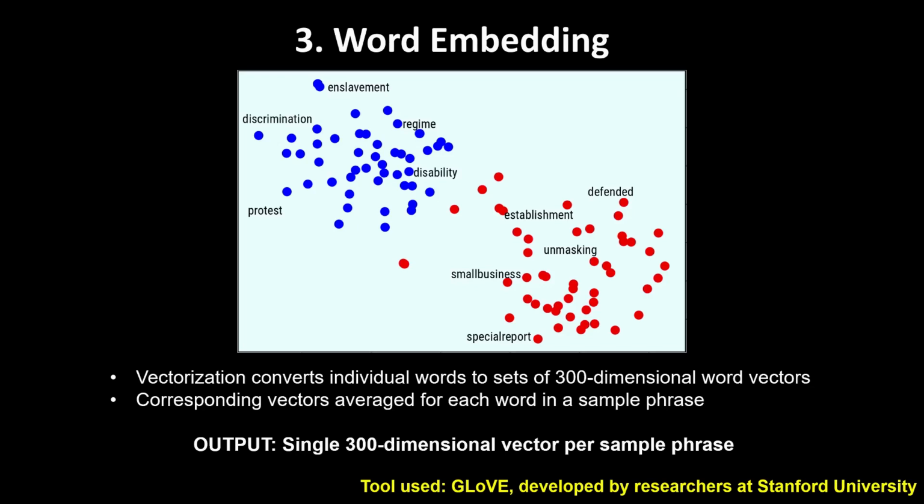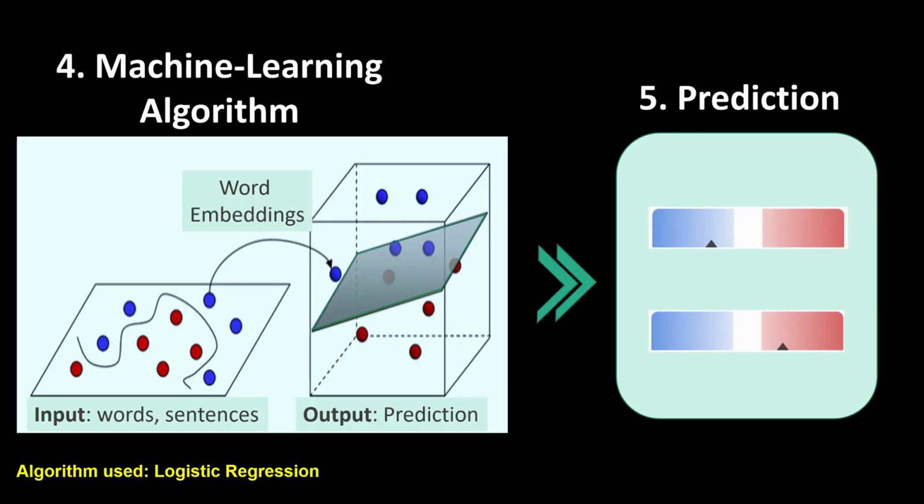Next, I used word embeddings to convert a series of words into a series of numbers without losing semantic meaning. This left me with a single 300-dimensional vector for each sample phrase. Finally, I trained a logistic regression algorithm on the word embeddings of sample phrases to classify them as politically left or right.